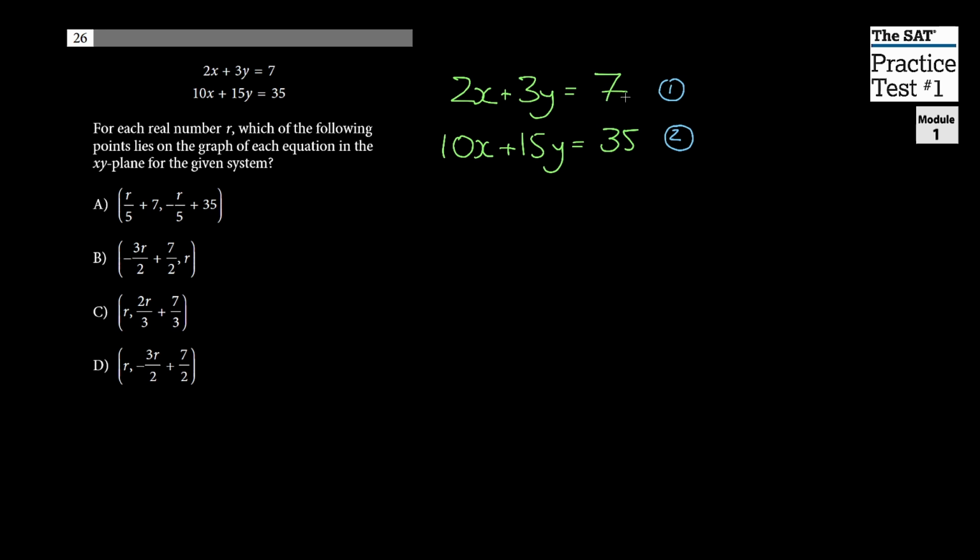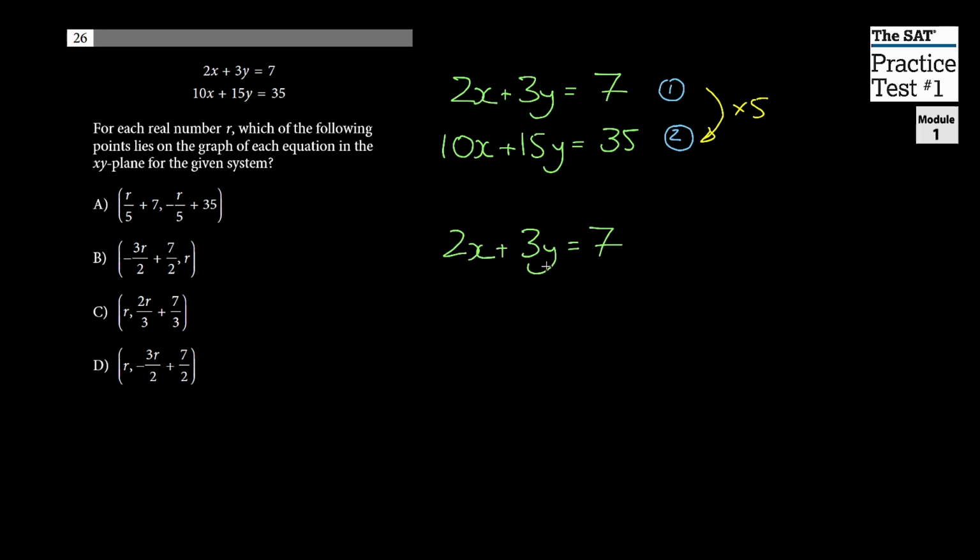Now, you can be thrown here by doing lots of work without realizing something. And the thing is that equation 2 is simply a multiple of equation 1. It's effectively the same equation. Each term is multiplied by 5. So in a way, there isn't an equation 2. So all we've got to do is work with equation 1.